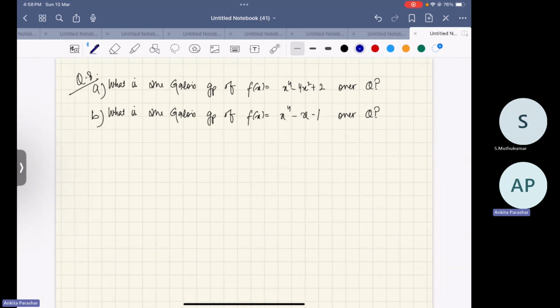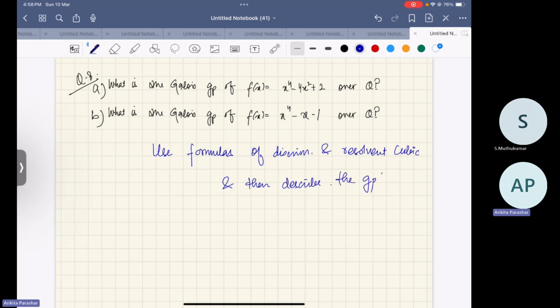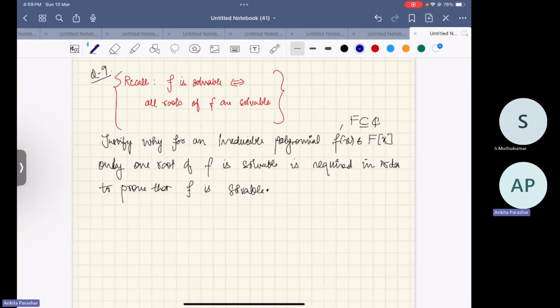Let me not do this question because this also depends on the discriminant. So use formulas of discriminant and resolvent cubic, and then describe the group. That you can do, right? Because these are degree 4 and there are specific types of these polynomials. We know how to find the discriminant and resolvent cubic, and then you can tell the group, right? Okay, so I'm leaving this part. Now let's go to this part.